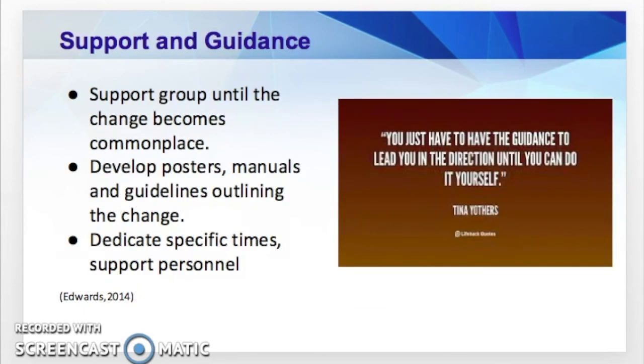And the third obstacle that I want to mention is support and guidance. Let's see some signs of support and guidance obstacles during the change process. Support group until the change becomes commonplace. Develop posters, manuals, and guidelines outlining the change, and dedicate specific times to support personnel.